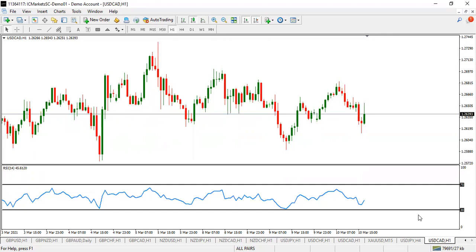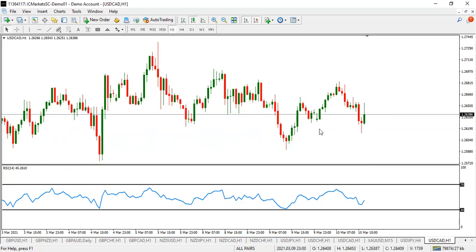Now, how do you use RSI? RSI is like a pendulum that swings from left to right and from that same left back to right. It swings back and forth, back and forth. So whenever you see this blue line, which is the RSI line, touch this 70 line or go above it, it means this particular pair is overbought.